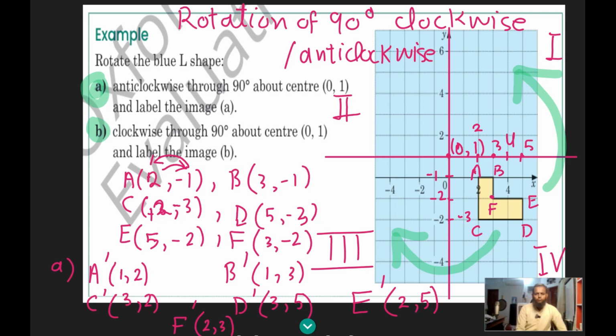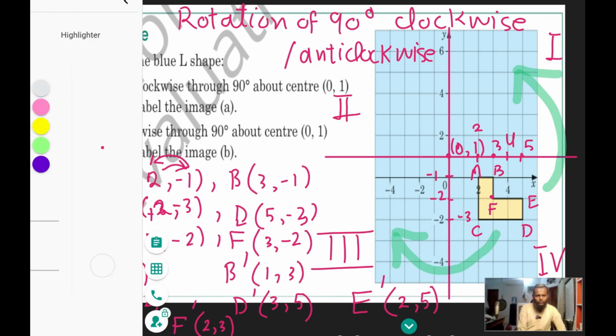Okay. Now understand. So when we are doing anti-clockwise 90-degree rotation, our figure is in first quadrant. So in first quadrant, x is positive and y is positive. So we will write positive sign. X is positive, y is positive. Okay. Now we draw this figure.